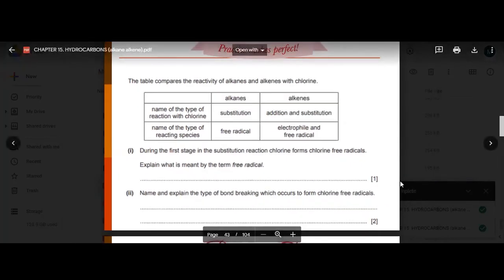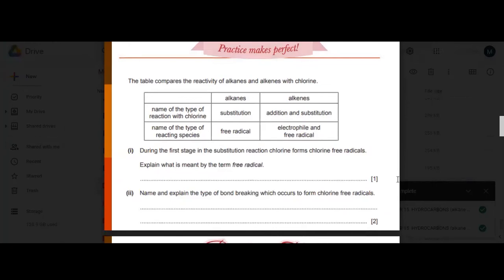This question is taken from paper 2. Please try to do this. What is a free radical? It is a species with an unpaired electron. Name and explain the type of bond breaking which occurs to form chlorine free radicals. Homolytic fission.